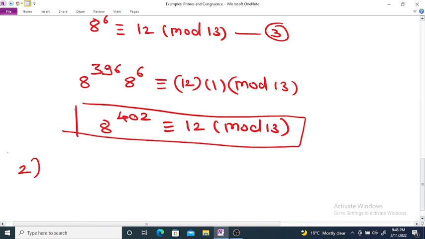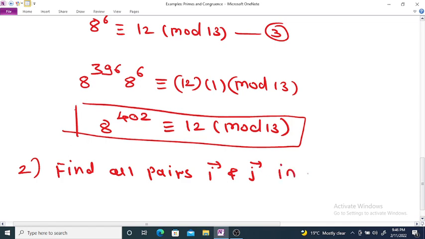Find all pairs I bar and J bar in Z10 such that I bar into J bar is equal to 1.